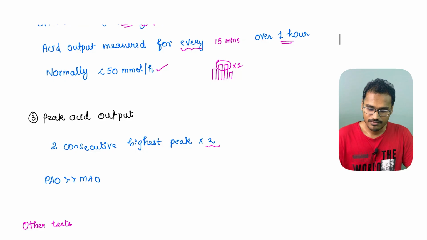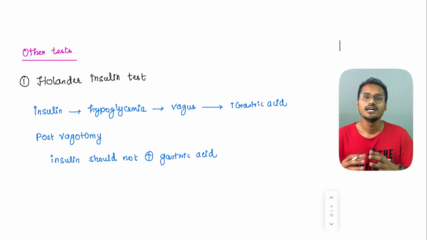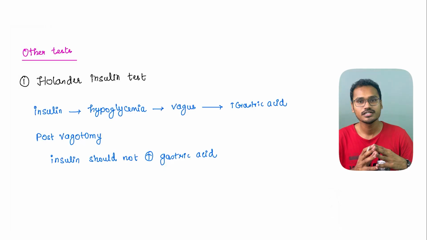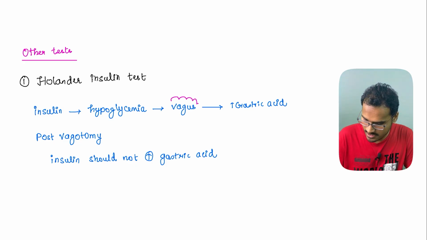So these are the tests where we are directly testing the gastric acid output. Then coming to the other tests, the Hollander test is one of the historical tests, but it is interesting to learn. What happens when you give a patient insulin? It causes hypoglycemia, and this hypoglycemia stimulates the vagus and then increases gastric acid secretion.